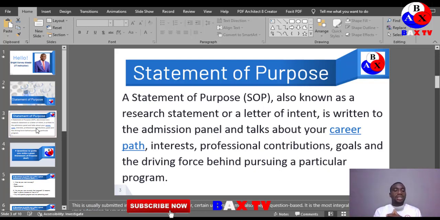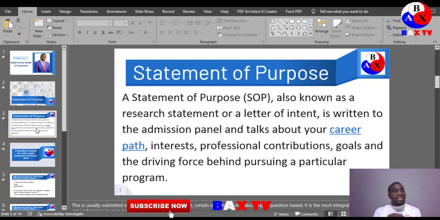Now, in some instances, it's usually submitted in the form of an essay. But some universities also keep it question based. So it means that you'll be answering questions, and in a way of answering these questions, you are indirectly writing your SOP. But in some instances, you write it in an essay form. So basically, this is the SOP, the statement of purpose. This is what it entails. Now, before you write this correctly, to fit the standard, there are some few questions that I'll be taking you through as far as the statement of purpose is concerned.